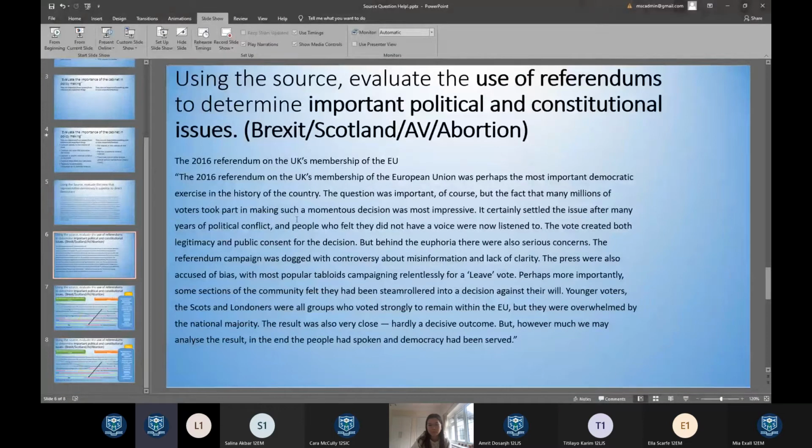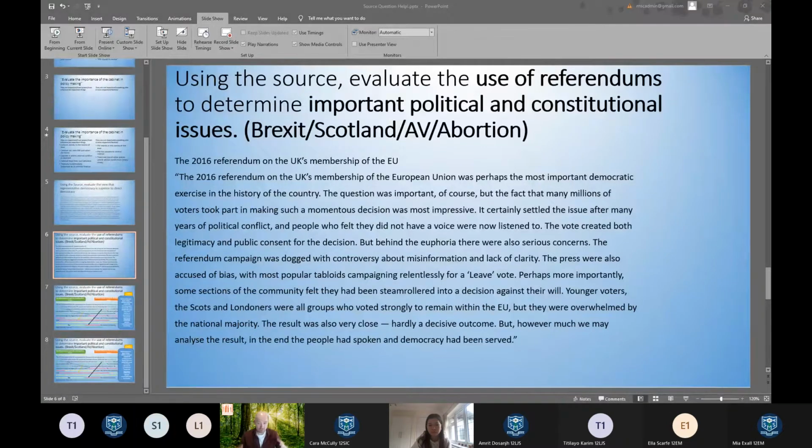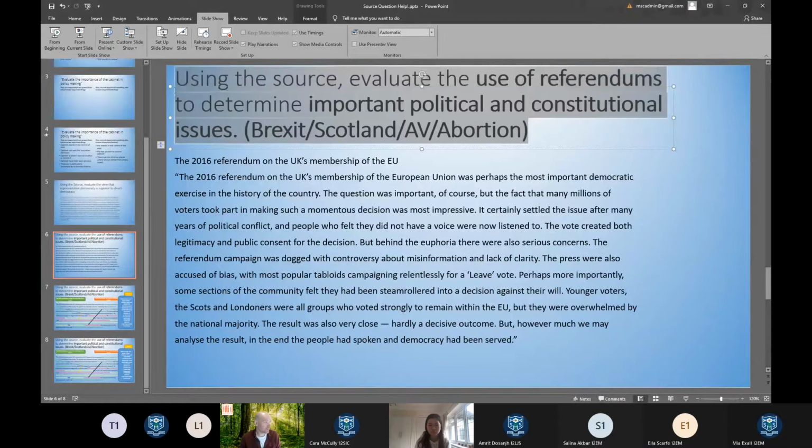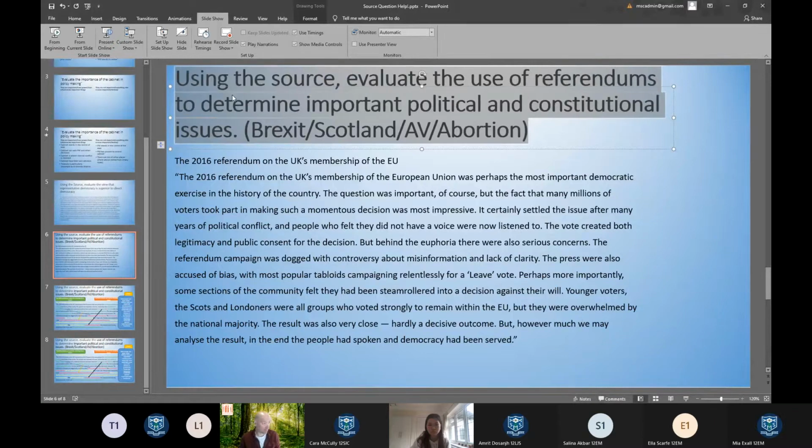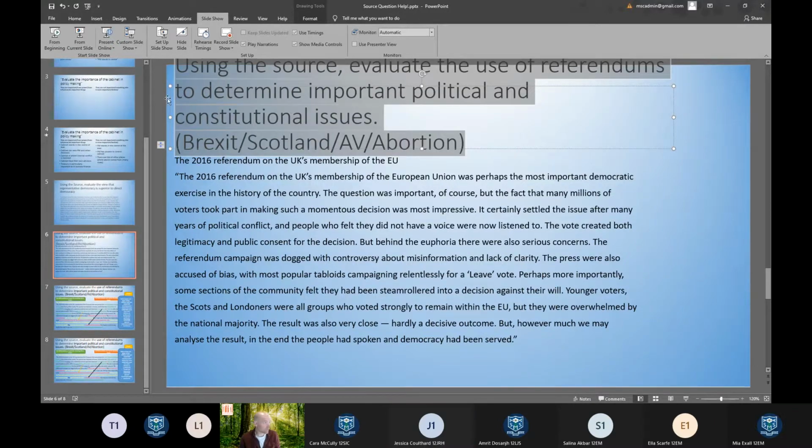And we're going to be going through a practice source question and explaining how I go from the question to planning, to looking at the source, to actually starting to write it. And I'm going to use this question here, which I believe we looked at briefly last week, but I want to show it from start to finish.